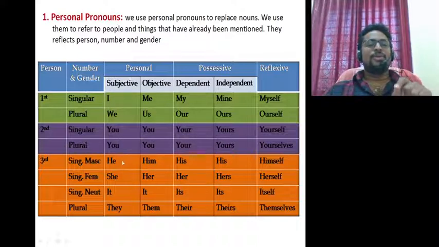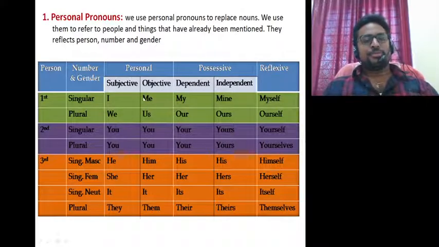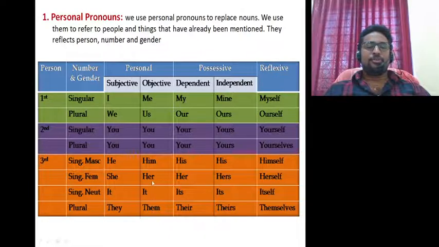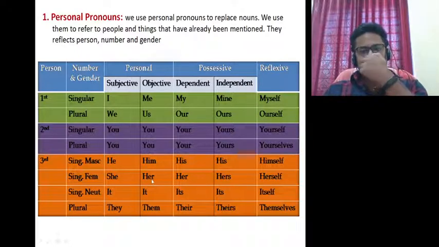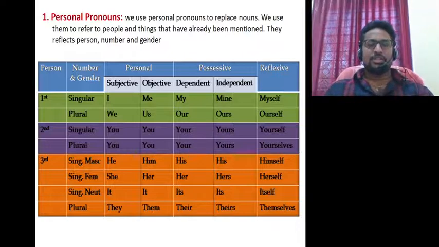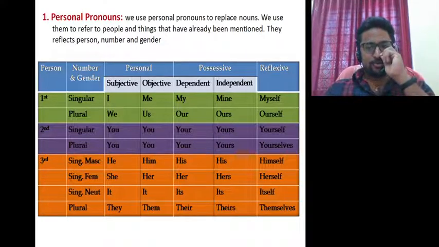I, we, you, he, she, it, they. These are all the subjective pronouns. Objective pronouns we use in the objective place: me, us, you, him, her, it, them. These are all the objective pronouns. And we have possessive pronouns. These pronouns always tell about possession. That's why we call them possessive pronouns.